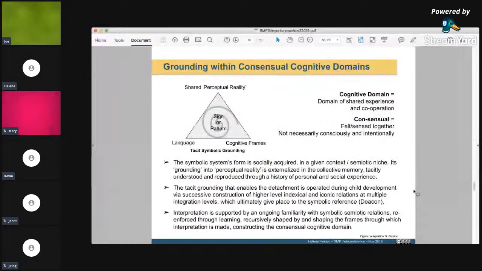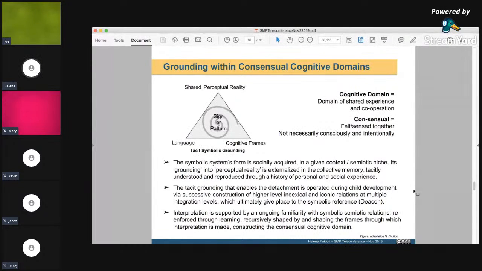So if you consider a cognitive domain, do you have any questions? Sorry, I'm talking. Or do you want me to continue and ask the questions at the end? Well, let's see. Are there any questions so far?